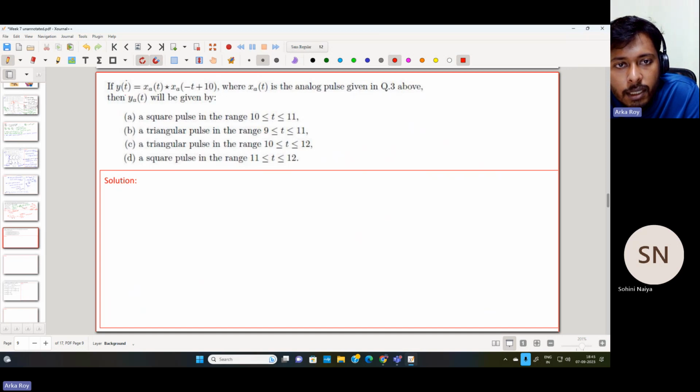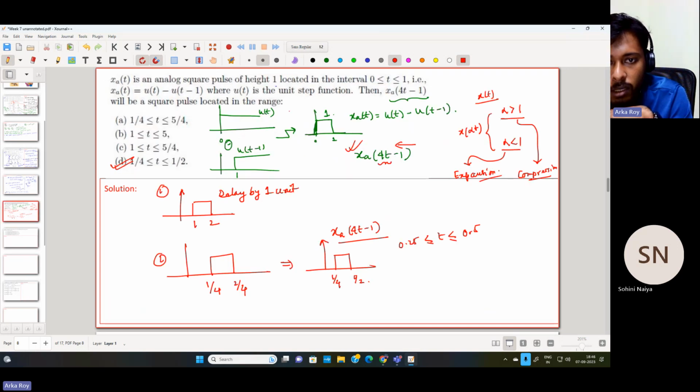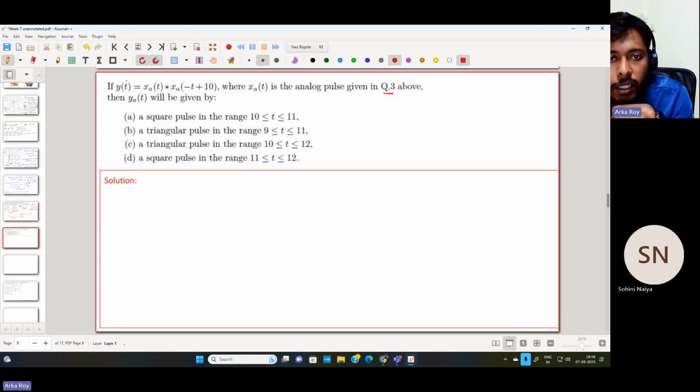In the next question, we can see a relation has been given: y(t) is equal to xa(t), and this is a convolution operation, so xa(t) is convolved with xa(minus t plus 10). And xa(t) is the analog pulse which has been given in the last question. In the last question they have already given how xa(t) looks like. Now I need to find the range of ya(t).